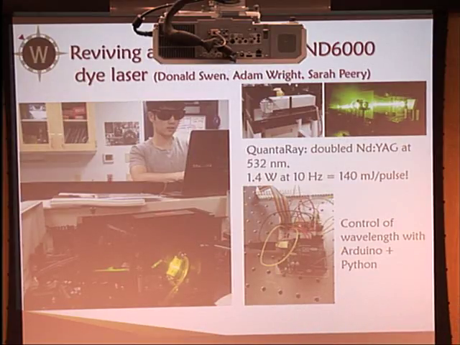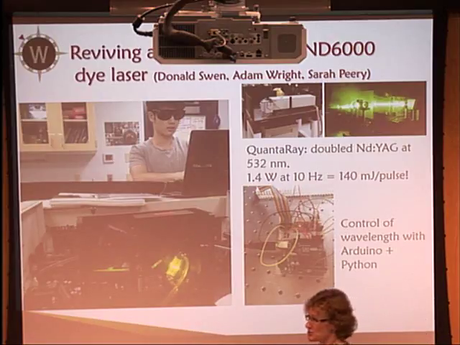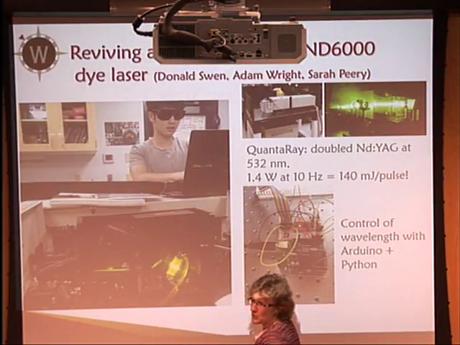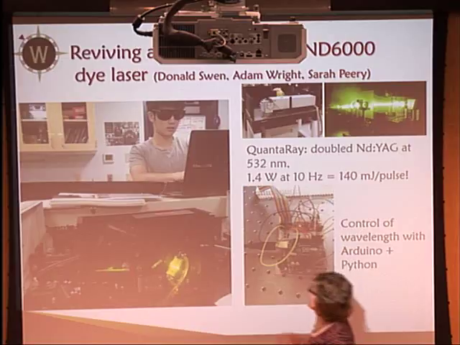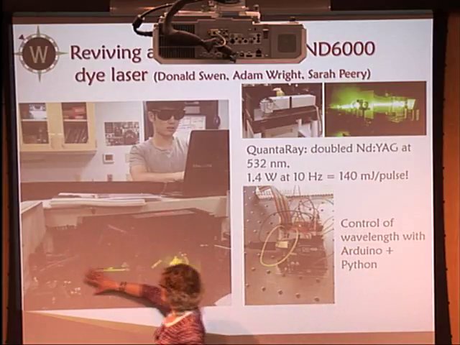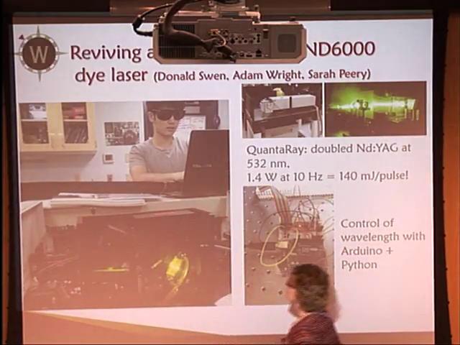Okay. So three of my students last semester started working on reviving an old Continuum ND6000 dye laser that came to us with pretty much no documentation. But we got it for free, so, you know. You see the actual dye laser system over here. That's part of it.